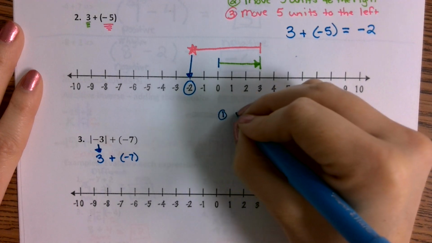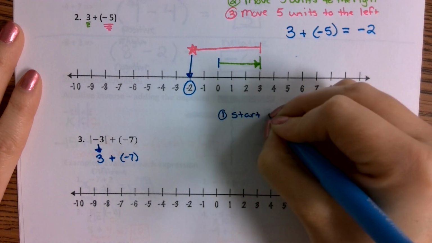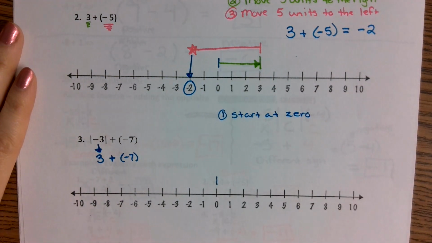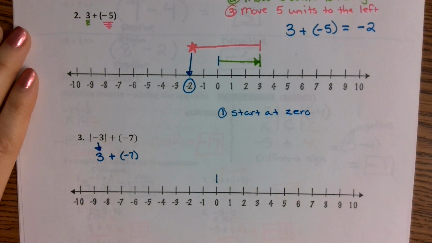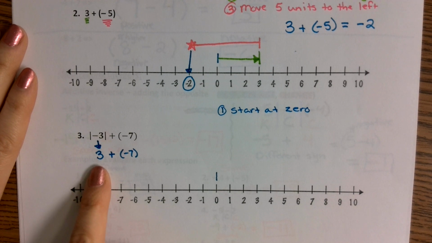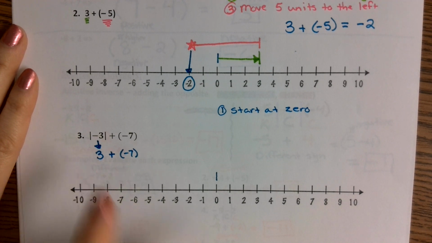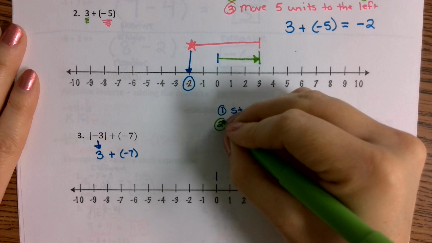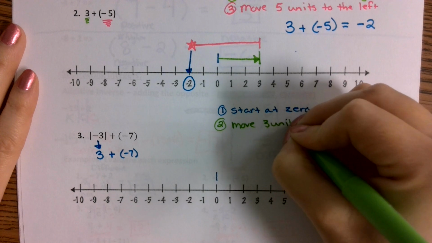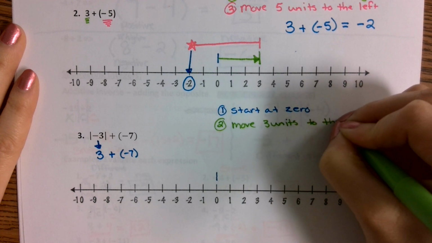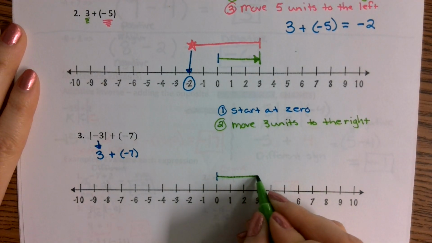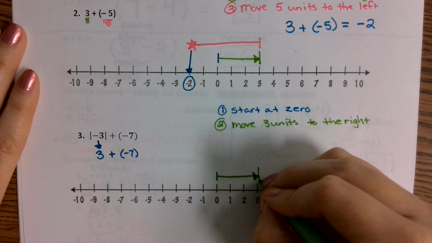Again, my very first step is to start at 0. So we're going to start at 0. From there, we're now going to move in what direction, guys? To the right. That +3 is going to have us moving to the right. So we're going to move 3 units to the right. That's going to be 1, 2, 3, and gets us to that +3.